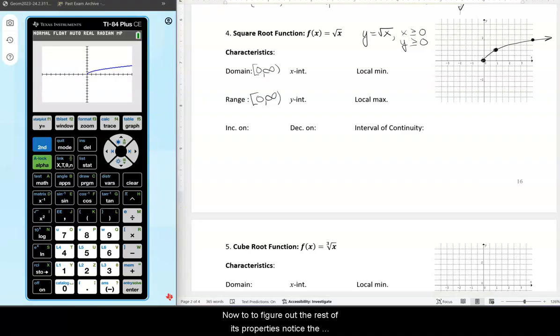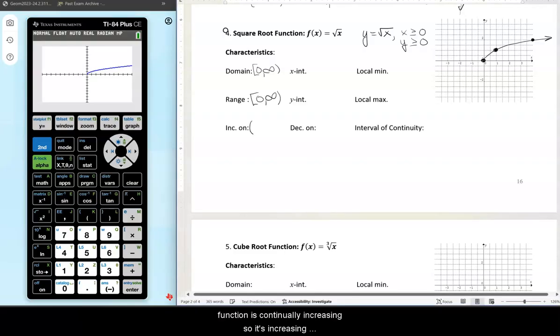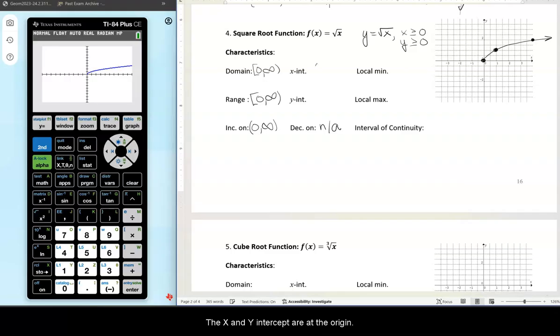Now, to figure out the rest of its properties, notice the function is continually increasing, so it's increasing from 0 to infinity. It does not decrease. The x and y intercept are at the origin. It doesn't really have a local min. You could say that this is the lowest point it can get and it increases to the right. So I'm going to write down a local min.